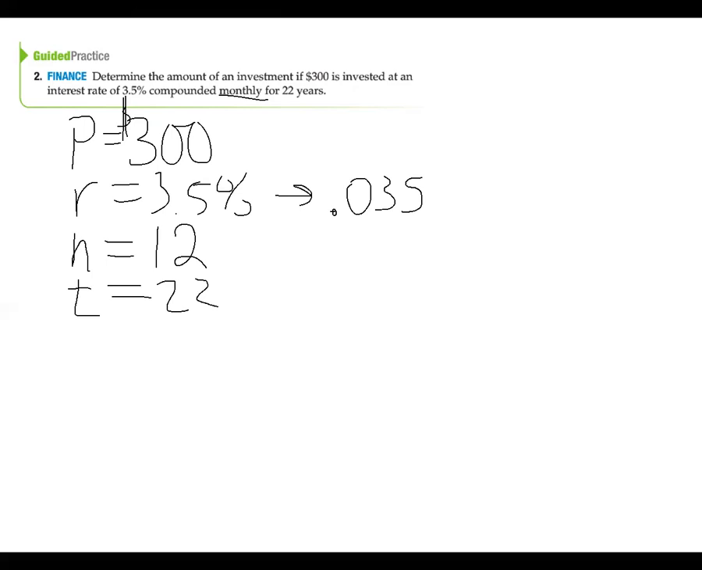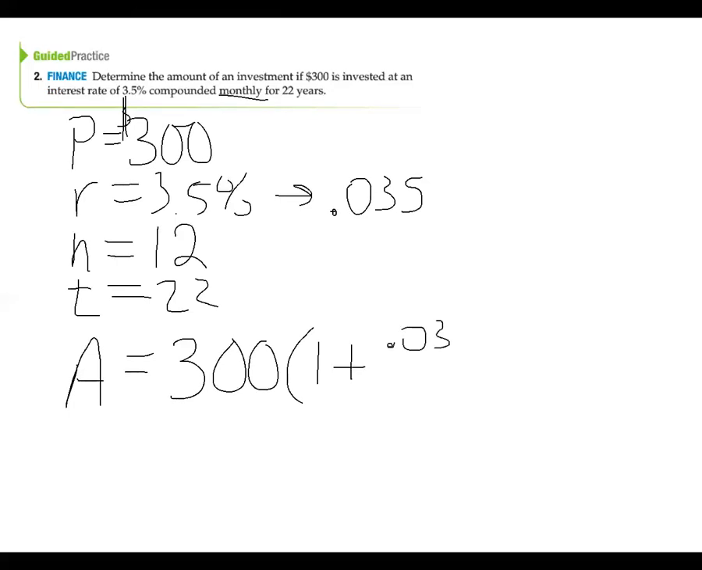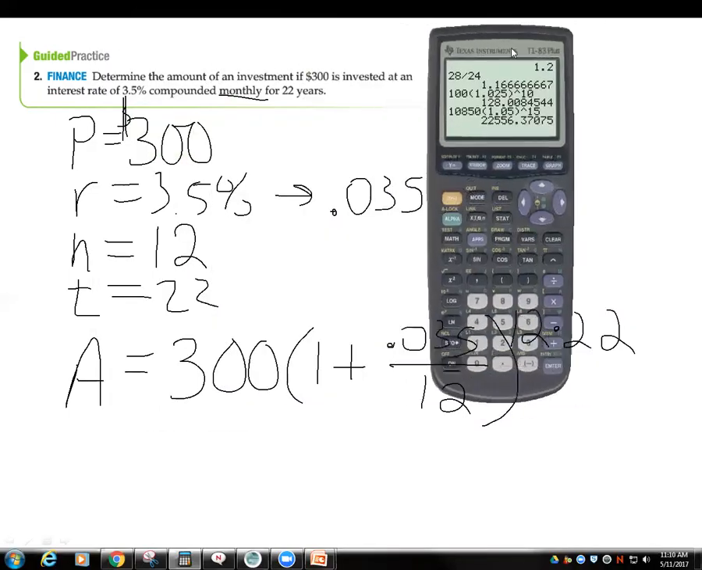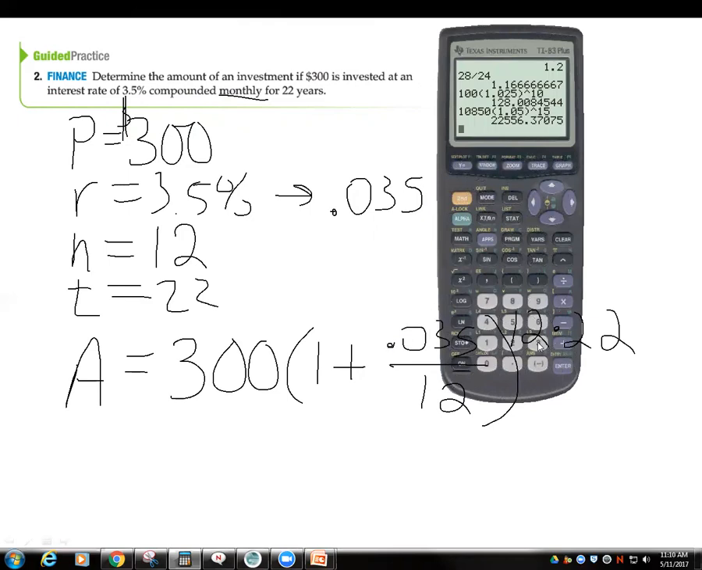So the account balance is equal to the principal, $300, times 1 plus the rate divided by the number of times, 0.035 divided by 12, to the number of times the number of years power, so 12 times 22. When you enter this into your calculator, you just have to be very careful. You could enter it all in at once, but make sure you have things in parentheses. I'll show you how to do that.